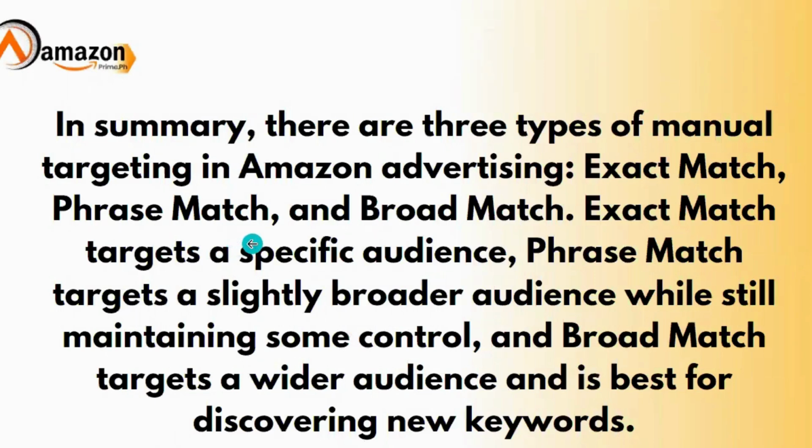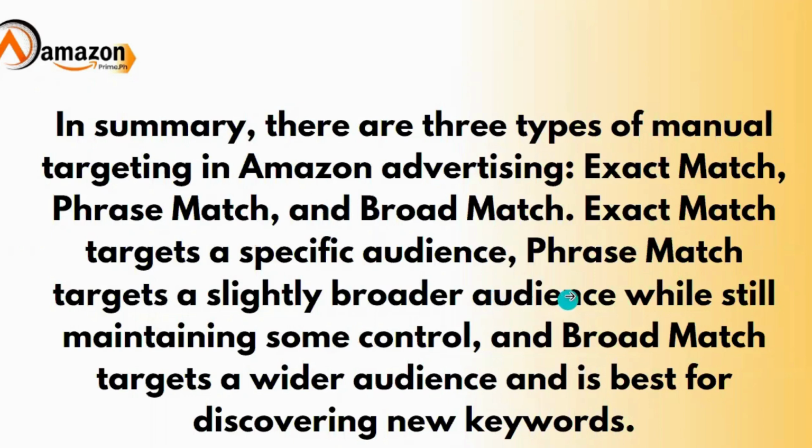So, in summary, there are three types of manual keywords targeting in Amazon advertising: exact match, phrase match, and broad match. Exact match target is specific. Phrase match targets a slightly broader audience, and the broad match targets a wider audience and is the best for discovering new keywords.